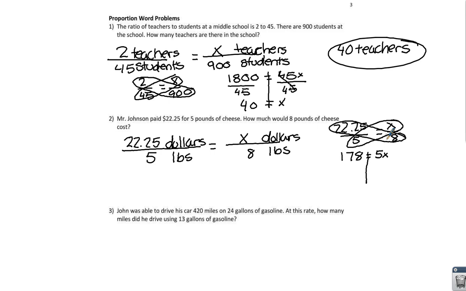Just like an equation, we're looking for the side with the variable, which is over here, 5 and x. 5 and x are multiplying. The opposite of multiplication is division. Cross out what you used. Bring down what you have left. So we have x equals 178 divided by 5, and that is 35.6, but it's money, so we need to make it 60 because it's dollars. $35.60 it'll cost for 8 pounds of cheese.